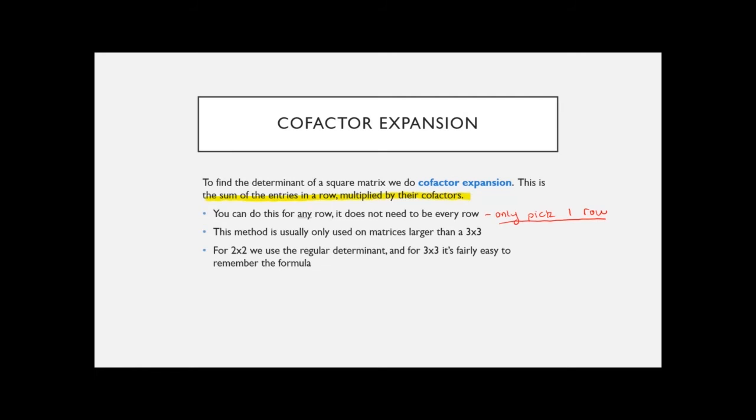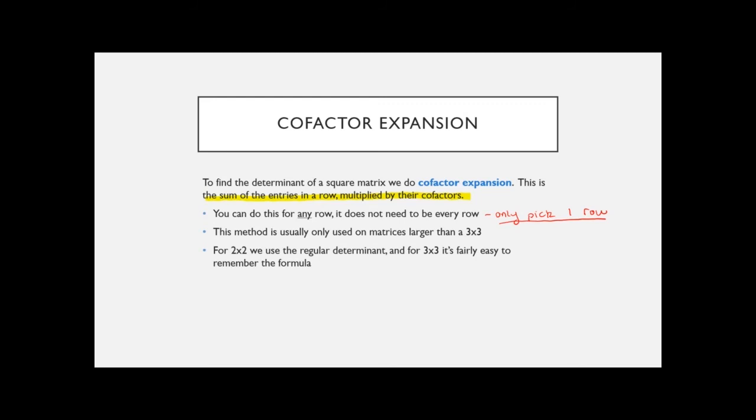And so this works for larger matrices in order to find the determinant. Usually it's used on things larger than a 3 by 3 because a 3 by 3 kind of boils down to a pattern that you can remember. So that's simple enough. And for a 2 by 2, we already have a formula for that. So we don't need to use this system for the 2x2. So this is cofactor expansion.